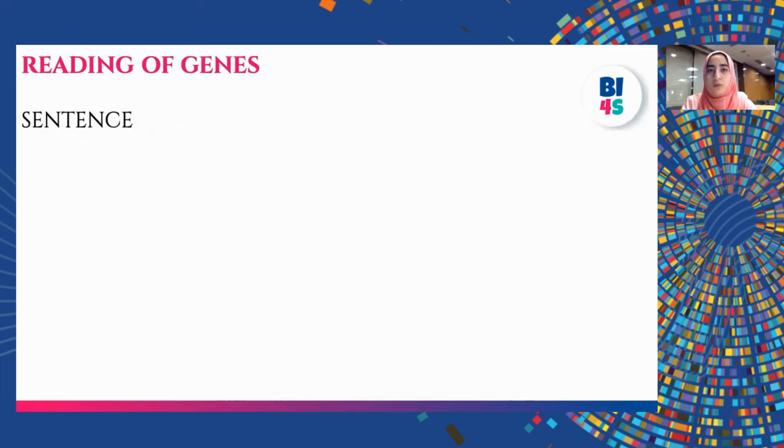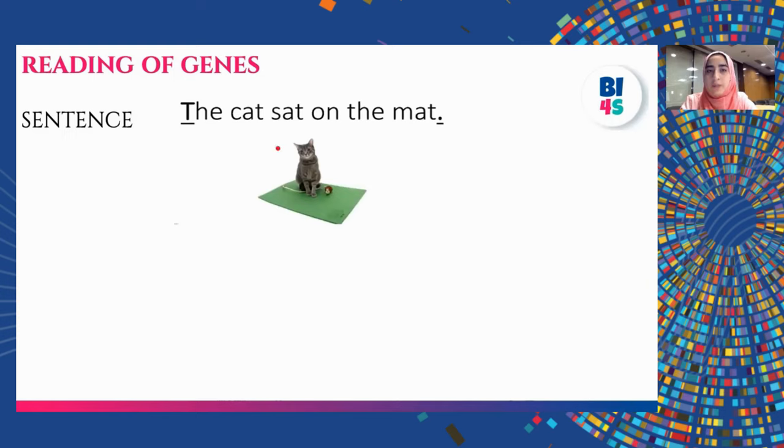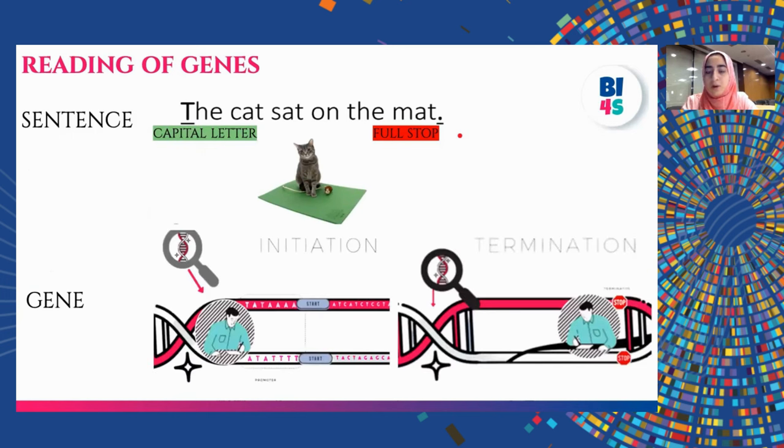Consider a sentence. For reading it, there is a demarcation: a capital letter starts the sentence and it ends with a full stop. Similarly, for reading a gene, there is also a start site and a stop site. The start signal where the gene starts to be read is known as the promoter, and where a gene ends is known as the terminator. The promoter is analogous to the capital letter in a sentence, and the terminator is analogous to the full stop of the sentence. Between the capital letter and the full stop, it contains the instructions for a particular trait.